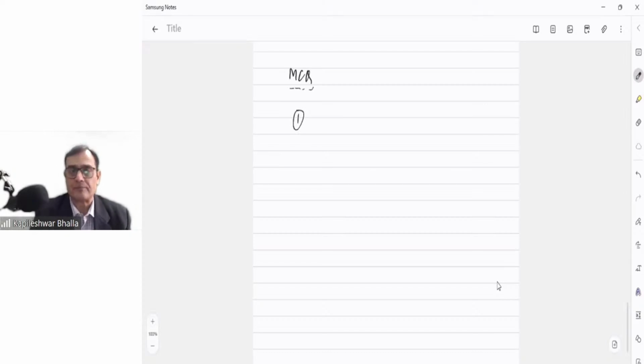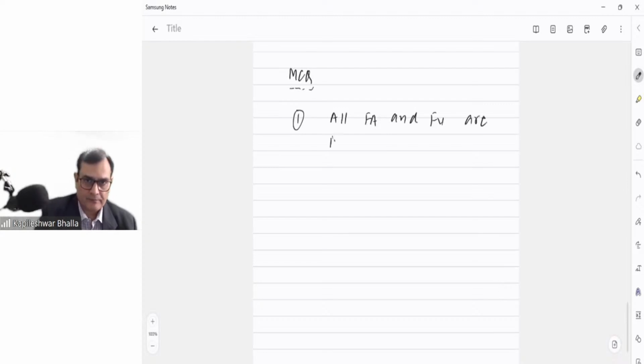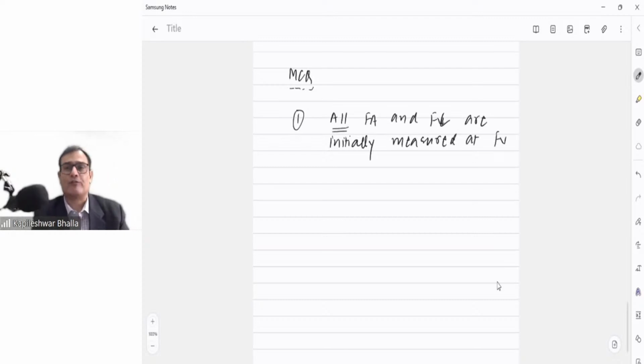Number 1: all financial assets and financial liabilities are initially measured at fair value. So very clearly, I am telling you that all the financial assets and all the financial liabilities are initially measured at fair value. You need to decide true or false. That's one.